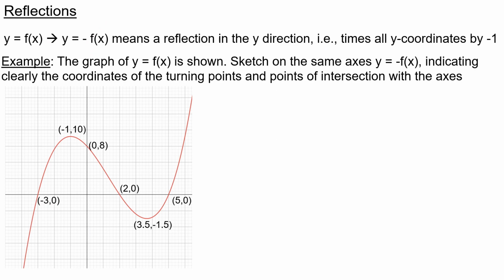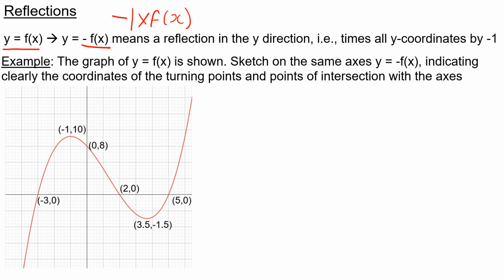Finally, we come to reflections. If I have y equals f of x, and I transform to y equals minus f of x, this is a reflection in the y direction. But we can consider this as just minus 1 times f of x. So essentially, we multiply all of the y coordinates by -1, and you reflect the graph in the x-axis, which is in the y direction.